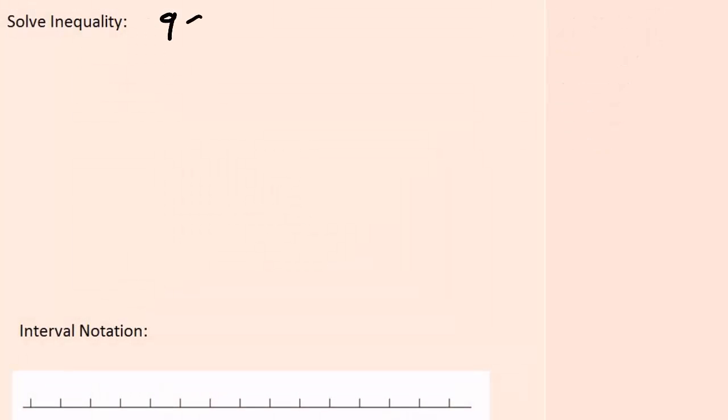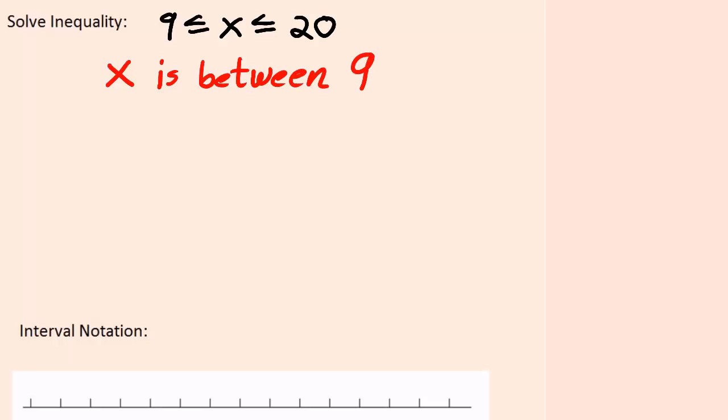Let's solve an inequality. This one is different. It's a three-part inequality that gives us this interval. It's read as x is between 9 and 20 on the number line, including 9 and including 20 in the interval. This is the way we say between in mathematics. Infinity is on the right, negative infinity is on the left, and we try to find an appropriate scale and write it beneath the hash marks on the number line.